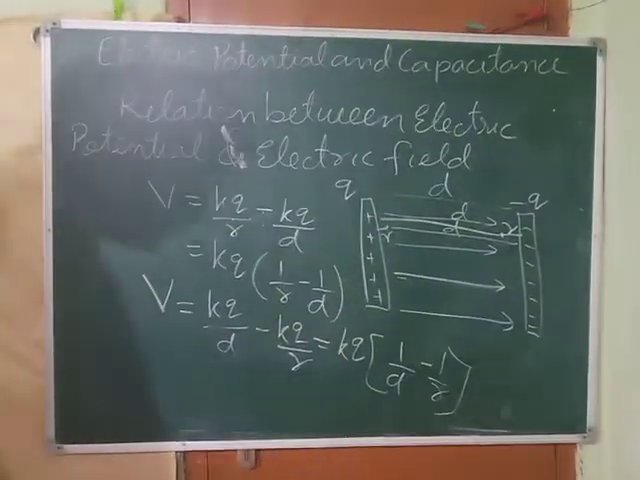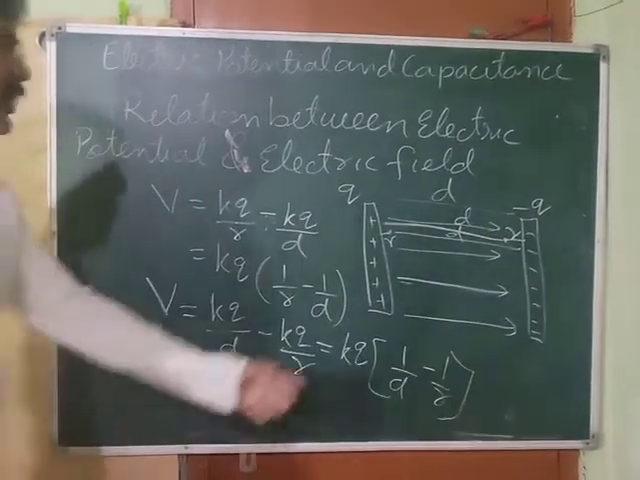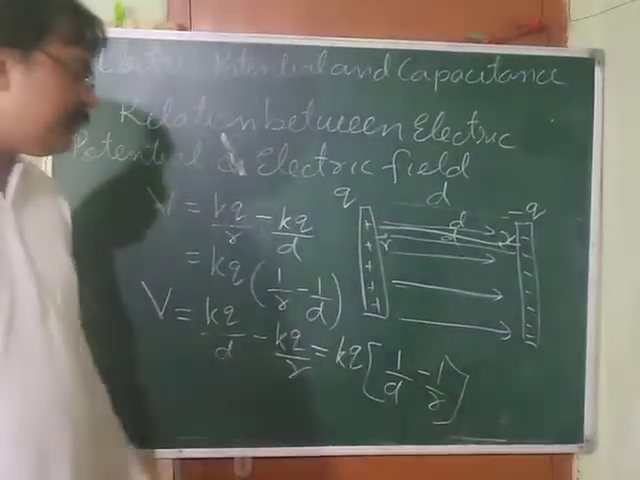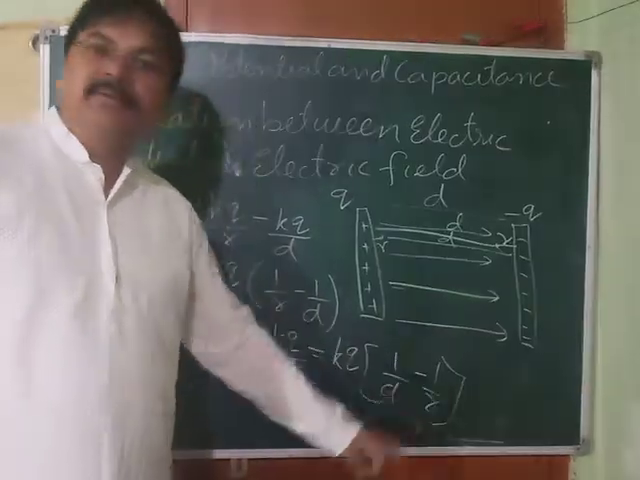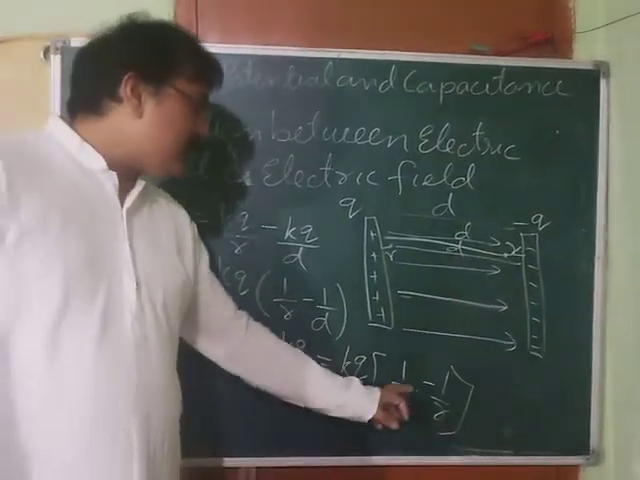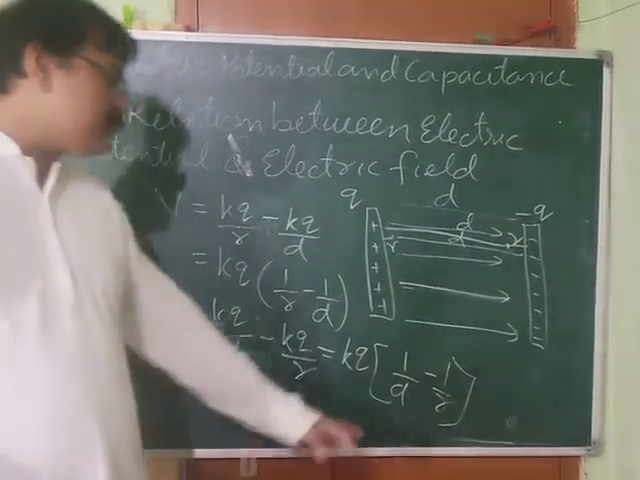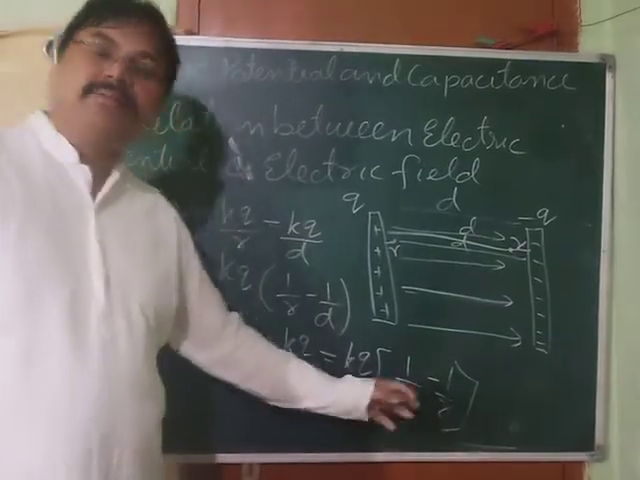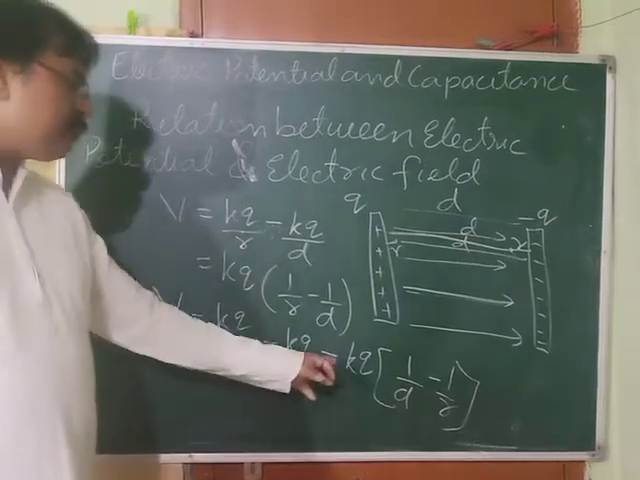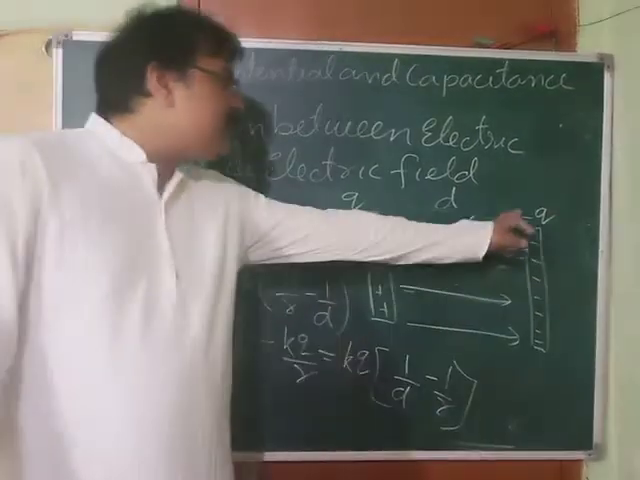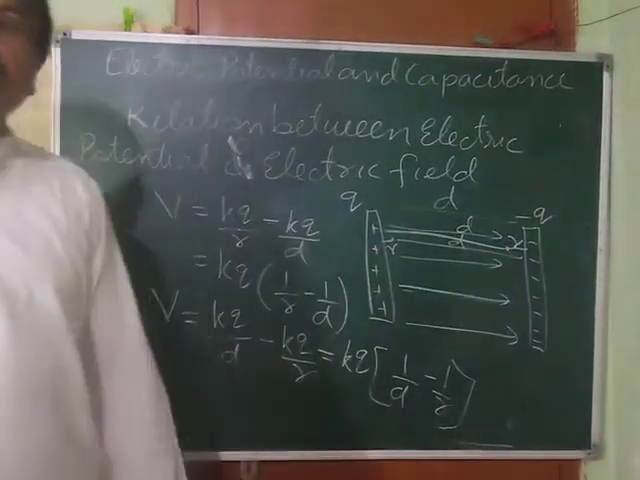Now tell me, D is longer than R. So 1 by D is smaller than 1 by R. When this is smaller than this, what will happen? This is going to be negative, because 1 by R is greater than 1 by D. That means the potential near this area of charge is negative.